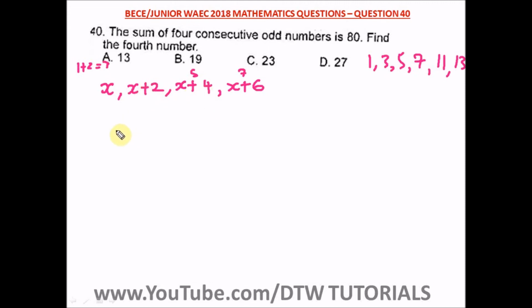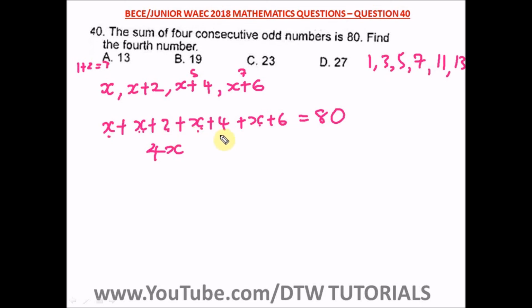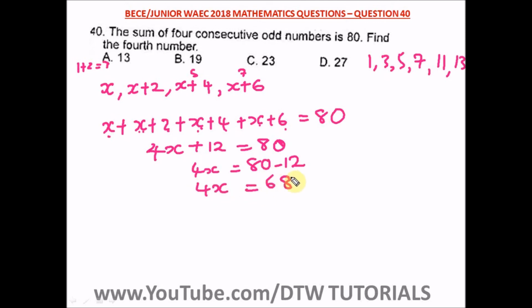So we have x plus x plus 2 plus x plus 4 plus x plus 6 equal to 80. Let us add up all the x. So we have x plus x plus x plus x, which is 4x. And let us add the numbers up. We have 2, 4, and 6. What is 2 plus 4? That's 6. And 6 plus 6 gives us 12. So we have 80. Take 12 to this side. We have 4x is equal to 80 minus 12. 80 minus 12 will give us 68.